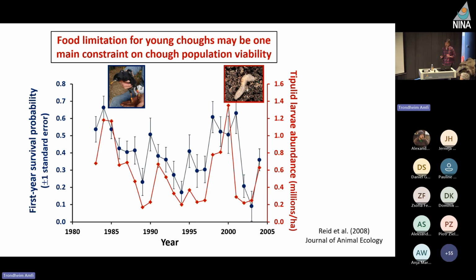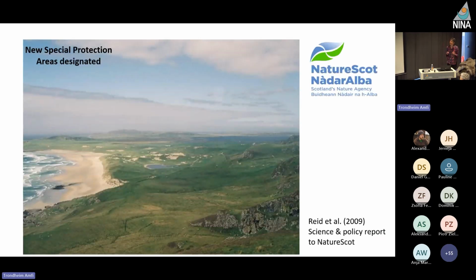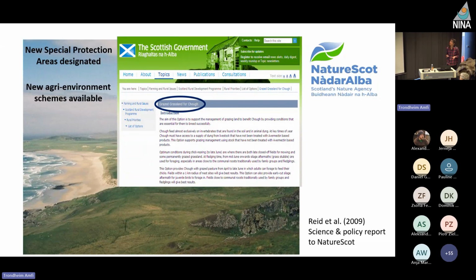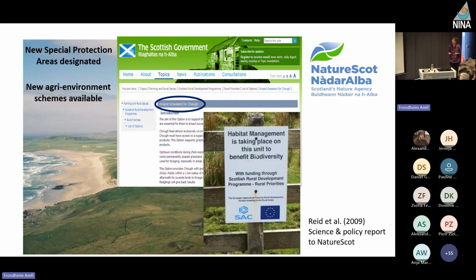So this information went straight into policy to try to improve the invertebrate diversity in some of these key grassland areas. So NatureScot designated some new special protection areas in these dune grasslands, which is the UK's main tool for protecting land areas for biodiversity purposes. They introduced new agri-environment schemes, so farmers could get paid money to manage their grasslands for chough grazing, basically by fostering the invertebrate communities. And there was reasonably good uptake of these schemes across Islay and Colonsay.